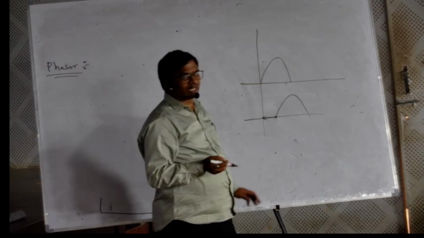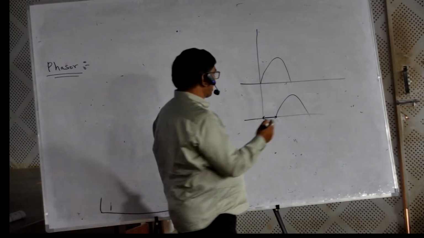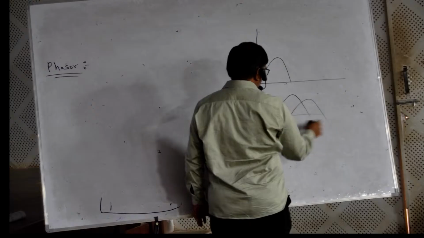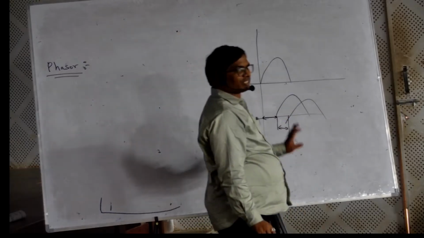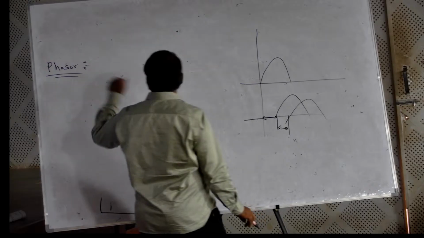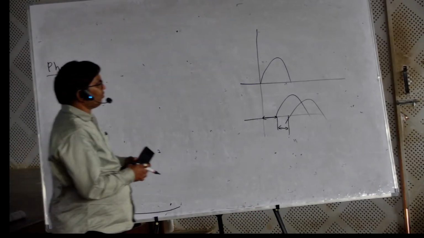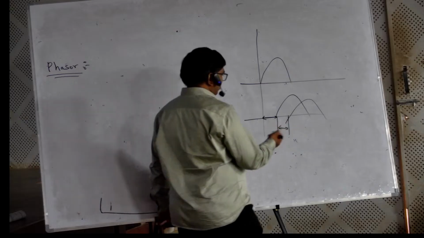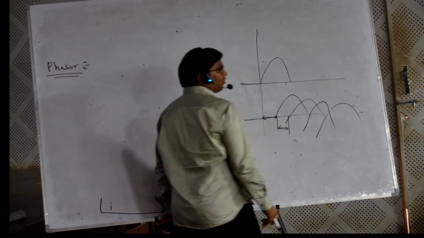Phase difference is nothing but a comparison between two waveforms. Say the other waveform is here, for example. The distance between them is nothing but the phase difference. Now, what is meant by phasor? For example, three phases are there, four phases.